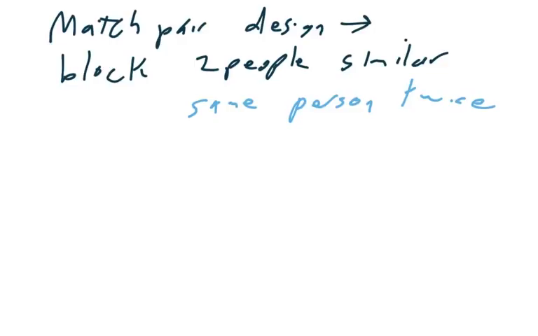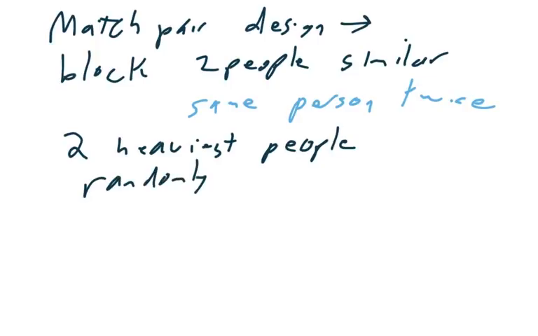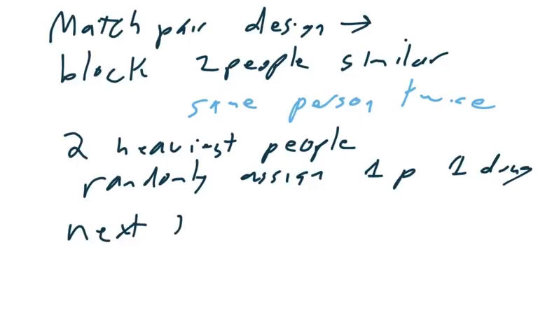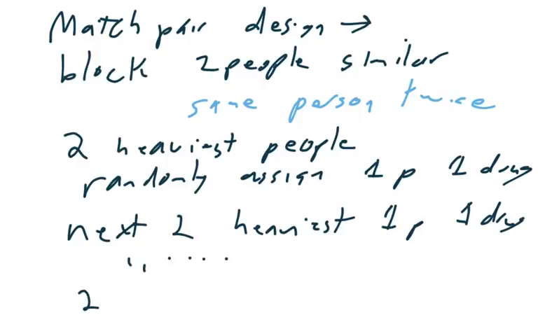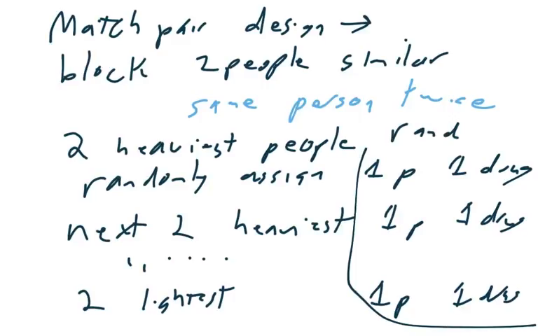So since we have the diet drug, what's the most important thing? Well, I would start out with the two heaviest people that we have and randomly assign one to the placebo and one to the drug. And then we do the next two heaviest, one to the placebo, one to the drug, all the way down to the two lightest that we have. One gets the placebo, one gets the drug, and remember, each one of these still has to be randomly decided, because if we don't have randomness, then the experiment doesn't work out very well.